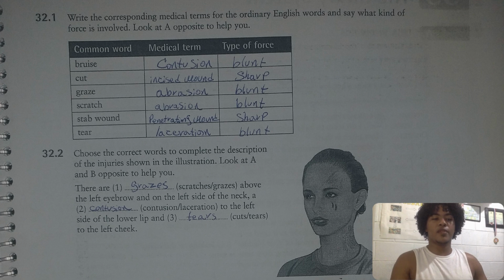Exercise 32.2. Choose the correct words to complete the description of the injuries shown in the illustration. Look at A and B opposite to help you. There are grazes above the left eyebrow and on the left side of the neck, a contusion to the left side of the lower lip, and tears to the left cheek.